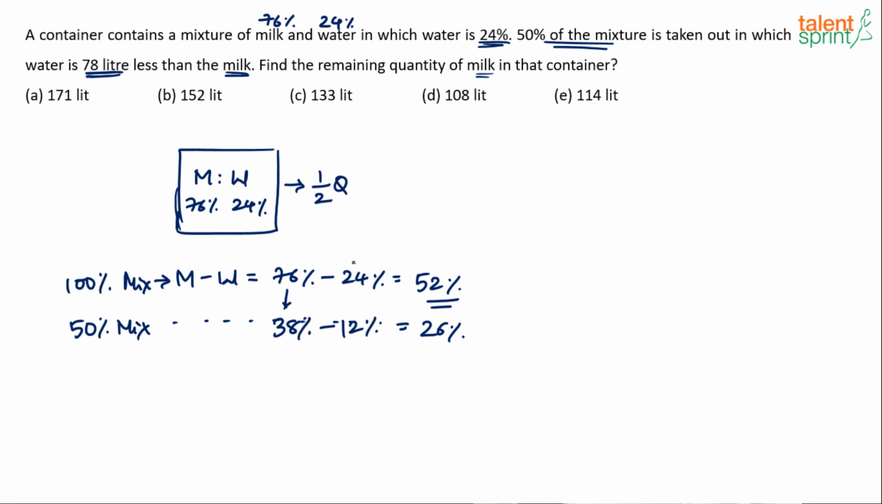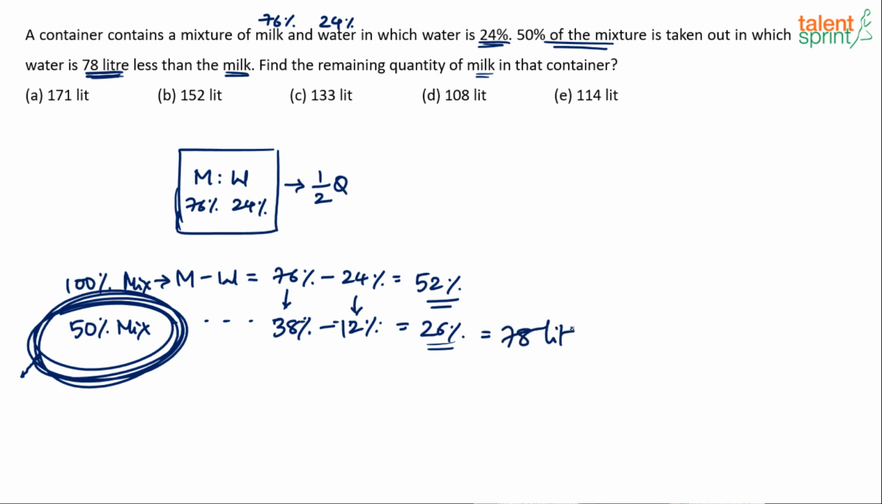What will be the quantity of water? 12% only. In 100%, 24% water. In 50%, only 12% water. In 50%, only 38% milk. The difference is 26%. So he says when I took 50% of mixture, it had 78 liter less water than milk. See, this difference is indicating less only, right? Water is how much less than milk? 26%. But this 26% now can be equated to 78 liters. Because this half mixture had 78 liters lesser water. I know that the water is 26% less, and that 26% corresponds to 78 liters.